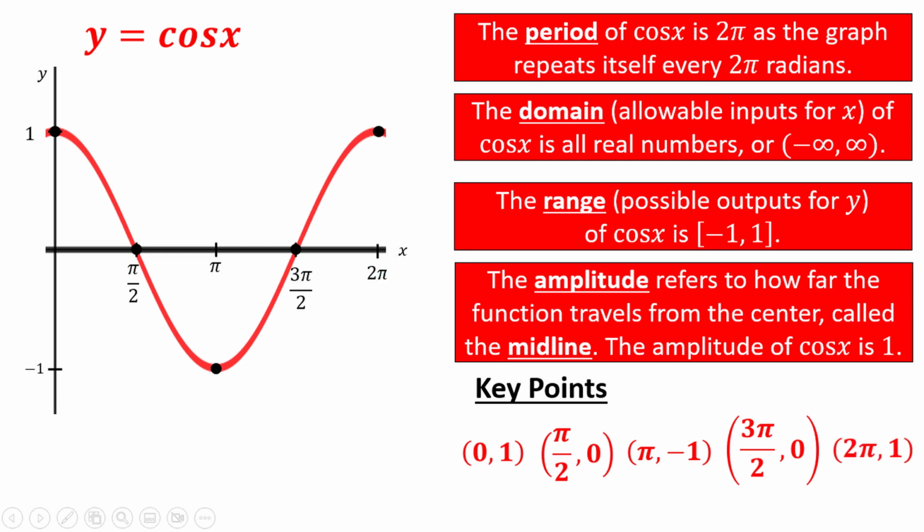In addition to the key points, I would remember that cosine starts its period at a maximum and decreases from there. This contrasts it from sine, which starts at (0, 0) and increases from there.